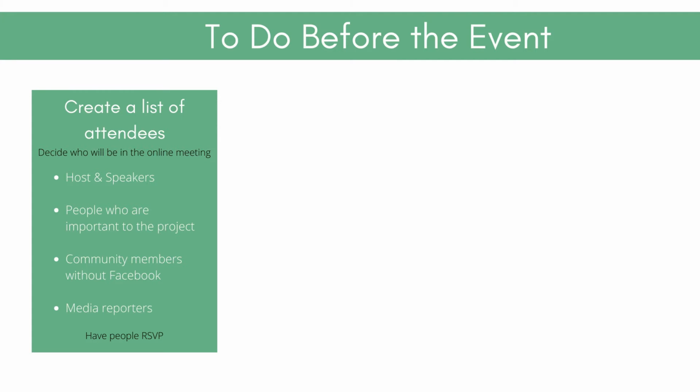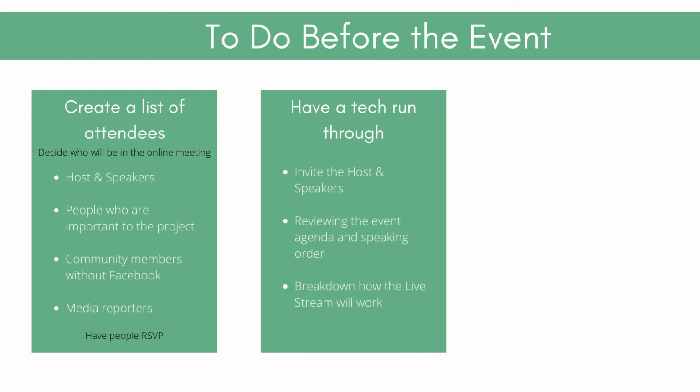Next, you're going to want to set a date to do a tech run through. At this point, we're all pretty comfortable working online, but taking 30 minutes to do a quick run through of how the event will go is useful to everyone involved and helps it run smoothly. During this meeting, go over the agenda or the order in which you would like people to present and answer any questions they may have.